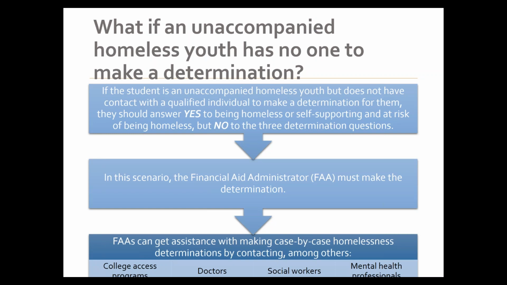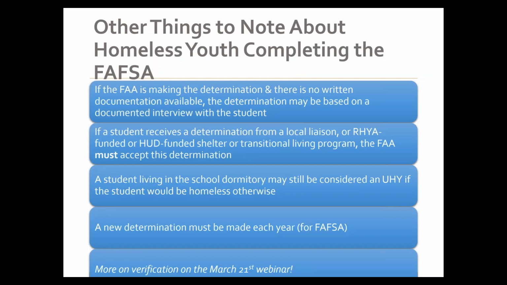So if you answer yes to being an unaccompanied homeless youth or unaccompanied and at risk of homelessness, but then you answer no to the 3 determination questions, then you should contact the financial aid office at the college that the youth plans to attend, so that the financial aid administrator can meet with the youth to make the determination. Really important. And then just a few things to remember, and we'll go into some of these in more detail in March. If the financial aid administrator is making the determination and there's no written documentation available, the determination may be based on a documented interview with the student. So the financial aid administrator is not required to get a third-party verification. They absolutely can do this without that, but they can request it and require it if it's up to their discretion. So if they choose to, they can.